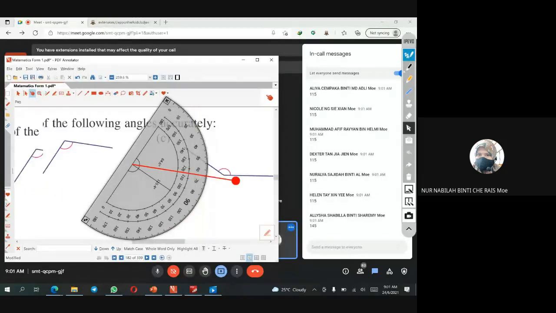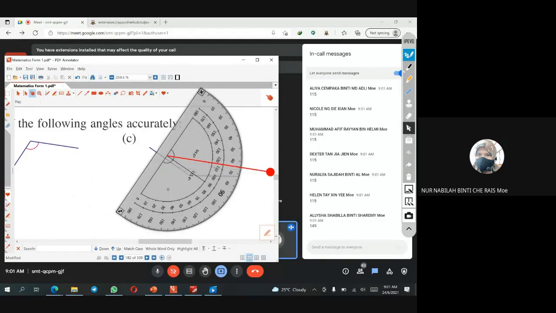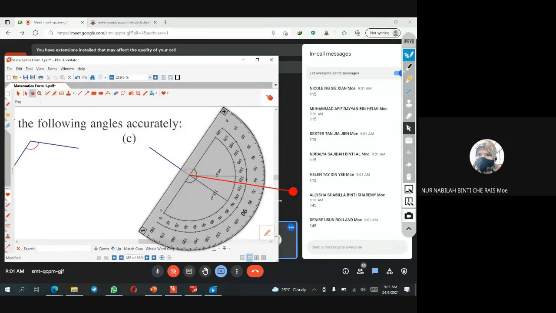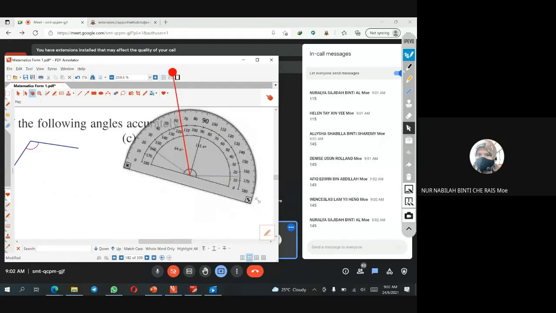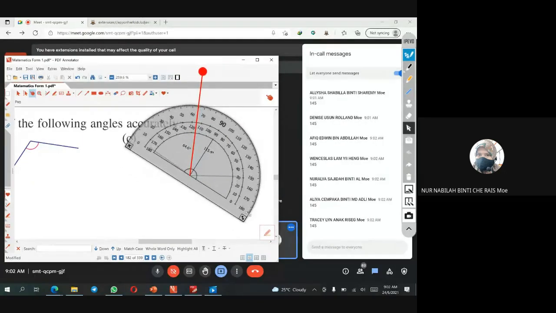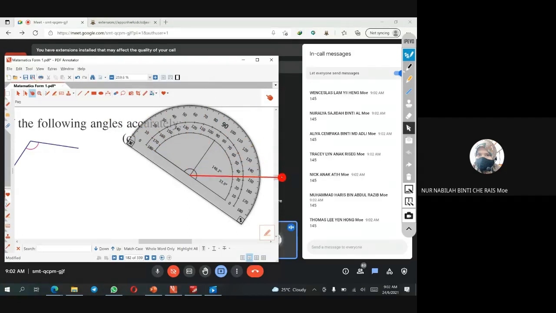Okay, so how about C? You get 145. All of you get 145. Okay, so your first line is here, 0. So your second line should be here. This is about 145, right? Yes, correct, 145. So I hope that every one of you knows how to use the protractor.